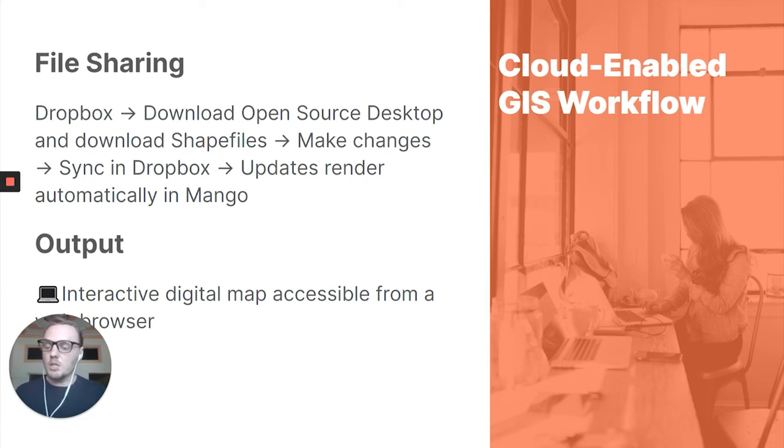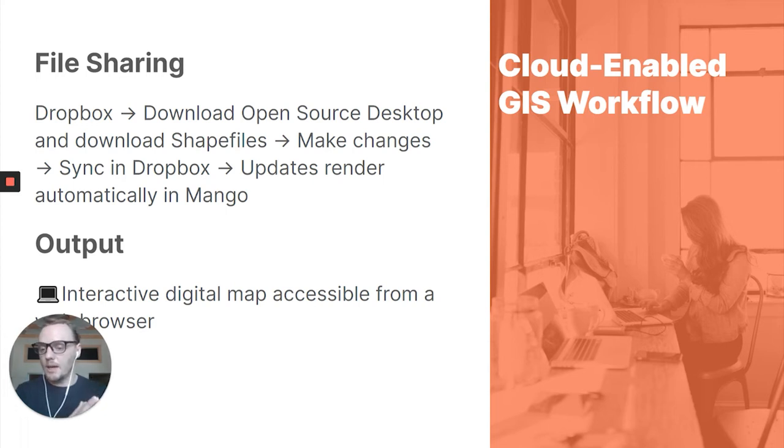They can make any changes that they need. They can continue their day-to-day work. And then any saves that they make to that shapefile that is stored on Dropbox, if there's a corresponding map in MangoMap, those updates will render automatically. So they don't have to make the changes in the desktop and then go to Mango. They just make the changes, save it onto Dropbox, and those updates are automatically rendered.